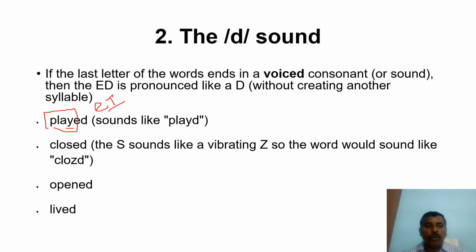Close, the s sound, it is voiceless. So it should be pronounced as closed. Open, all nasal sounds are voiced sounds. So opened, d. Live, v. So v is a voiced sound. So it should be lived. So the rule is, when the base word ends with a voiced sound, the ED should be pronounced as d.